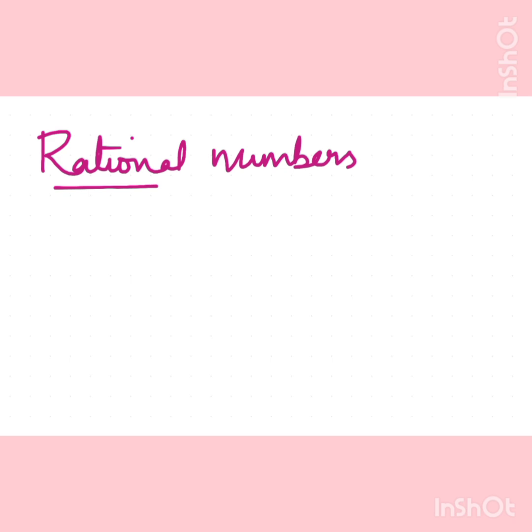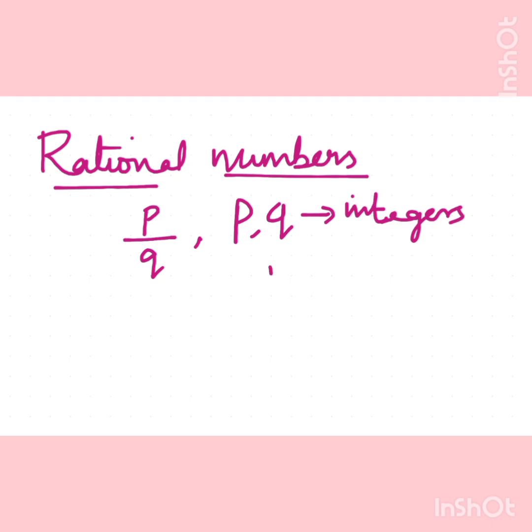Today we're going to see an important concept called rational numbers. We all know already about the numbers concept. Basically, we saw natural numbers, whole numbers, integers, and what are rational numbers? It's the form p by q, where p and q are integers, and we also have another condition that q is not equal to 0. The denominator should not be equal to 0.